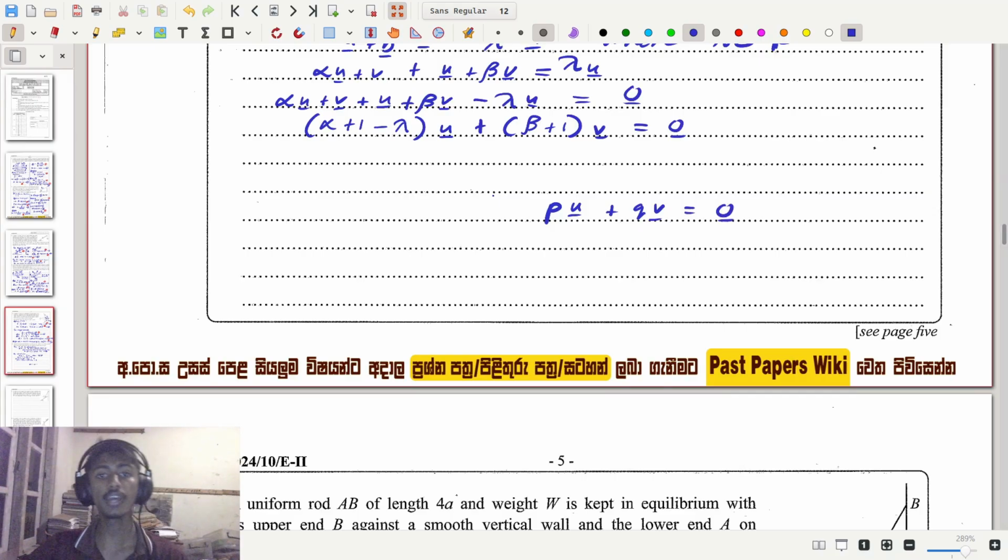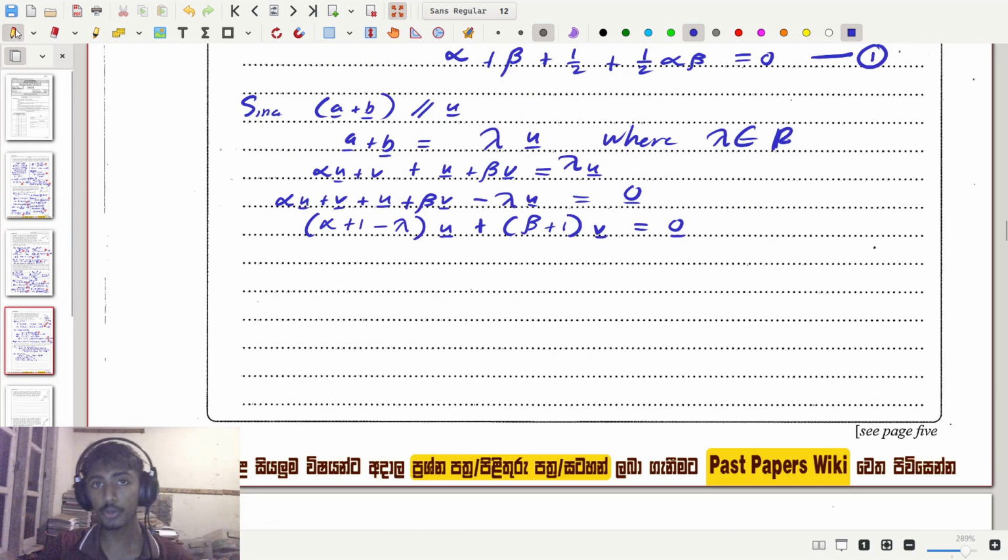Now given this, as I said, if u vector and v vector are not parallel to each other, then p and q must both be equal to 0. Now for this, of course, we need to prove that u vector and v vector are not parallel.